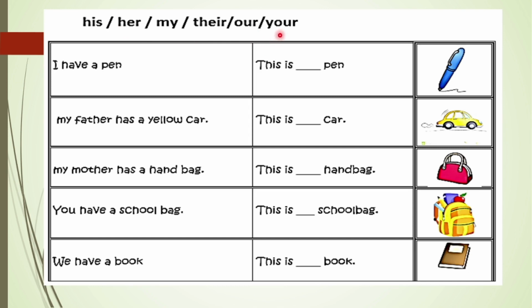For example, I have a pen. This is blank pen. Pay attention on the subject. Perhatikan subjek awalnya. I. Kita rubah menjadi possessive adjective, become my. This is my pen. Just like that. Okay?